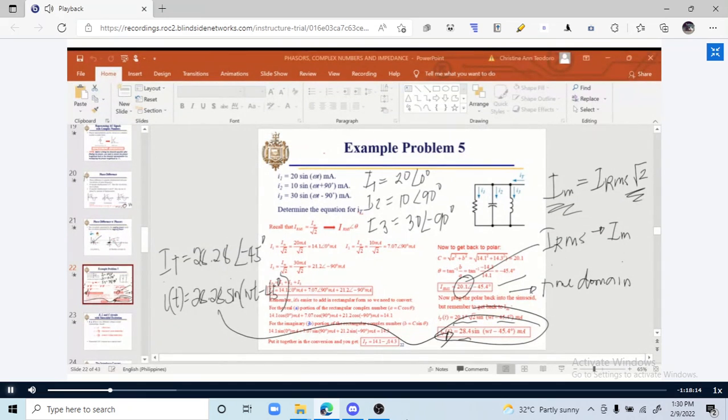What is this kind of circuit? What is the connection of this circuit? Parallel, okay. Since it is parallel, according to the condition on your circuits 1, how can we get the I total? If we have a complete parallel circuit, how can we get the I total? What is the equation? Or what is the condition?